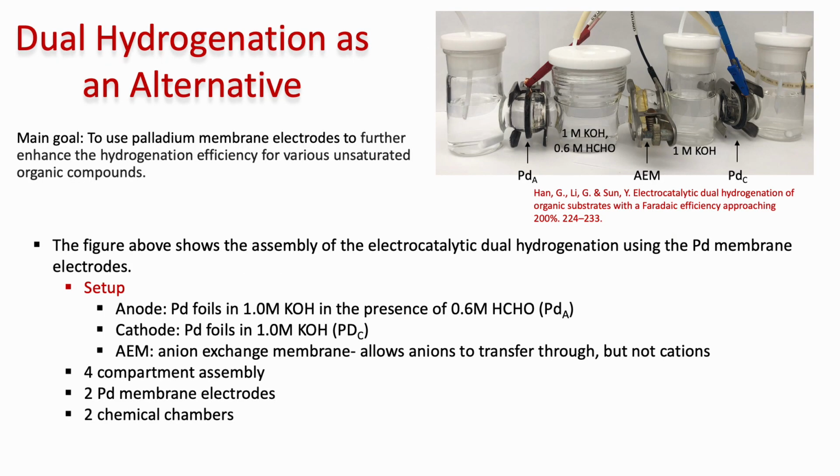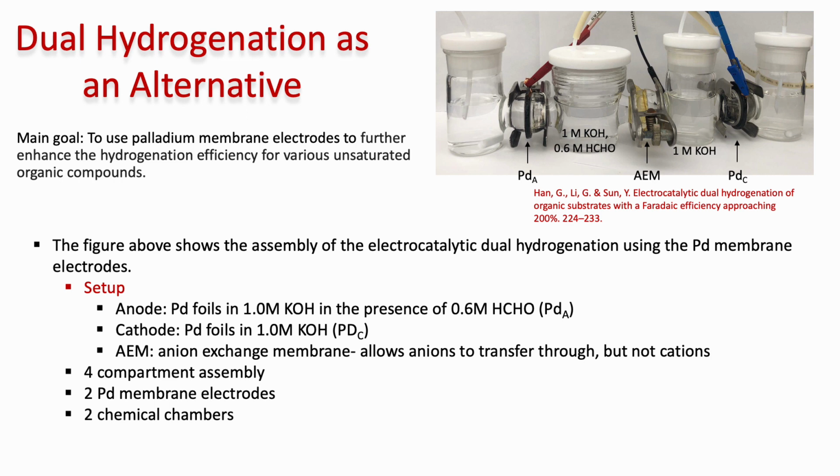Dual hydrogenation as an alternative. So this is our project. Our main goal is to use palladium membrane electrodes to further enhance the hydrogenation efficiency for various unsaturated organic compounds. So this figure shown above is our setup for electrocatalytic dual hydrogenation using the palladium membrane electrodes.